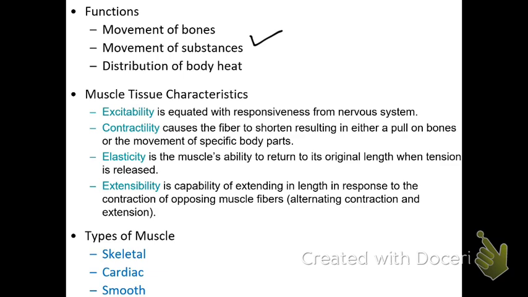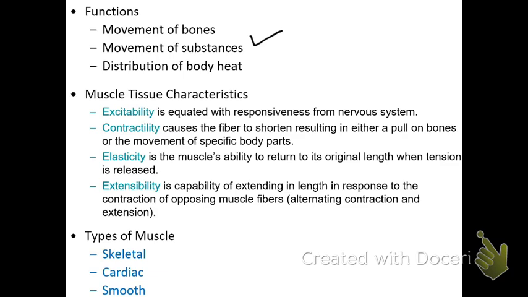Number one, it's excitable. That is, it is responding to signals from the nervous system. When muscle gets excited, when it receives that electrical signal from the nervous system, it contracts, it shortens. And as it shortens, it pulls bones or squeezes structures. Muscle is elastic. That is, muscle, once it contracts, can return to its original shape. It's like a rubber band in a way.